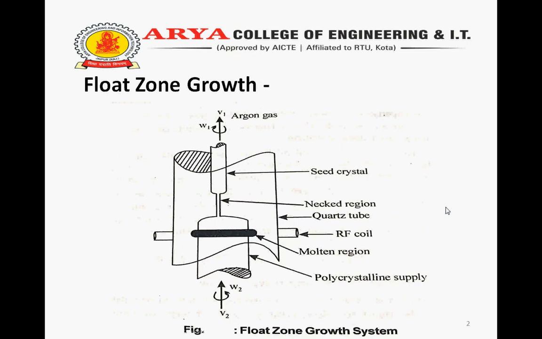The dopant concentration of the rod is given as Cz equal to Cc into (Rd upon Rf) whole squared into (1 minus K) into e to the power minus Kz upon L. Cc equal to dopant concentration in the core rod, Rd equal to radius of dopant rod, Rf equal to radius of final boule, L equal to length of floating zone, Z equal to distance from the start of the boule, K equal to effective distribution coefficient.